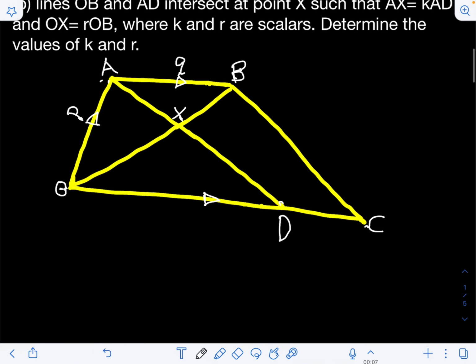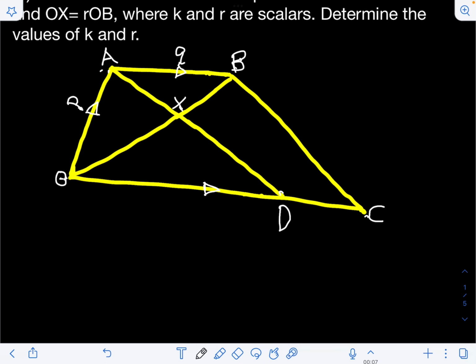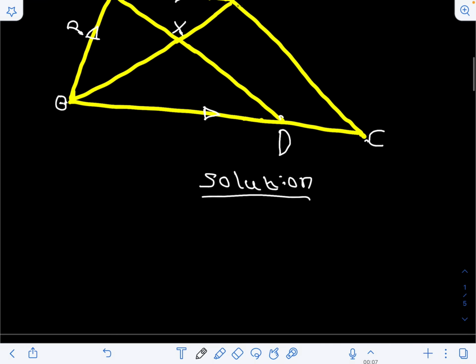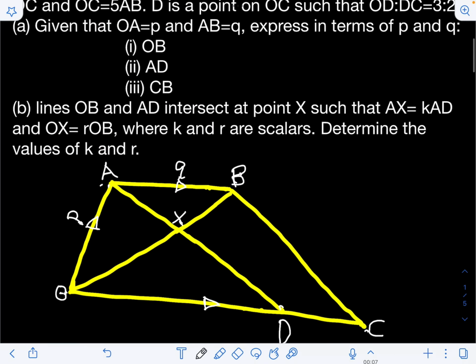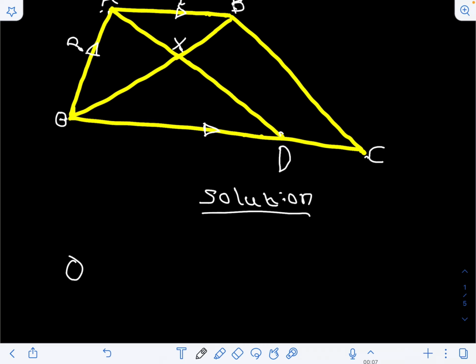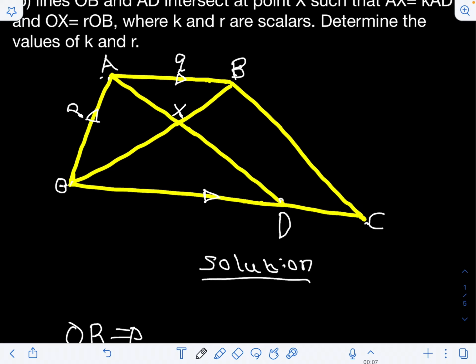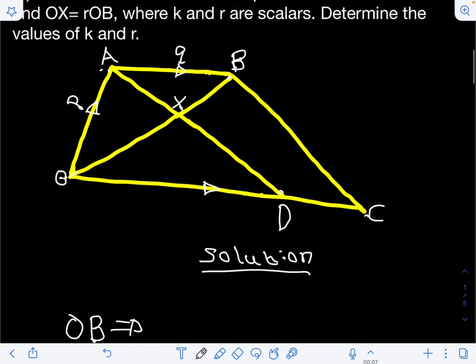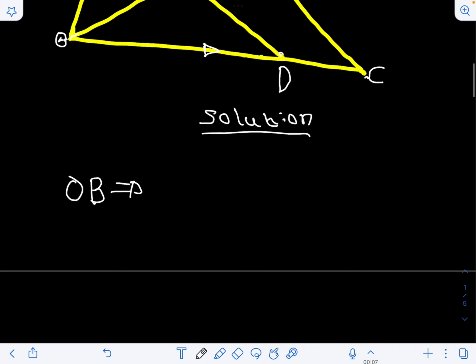So, in the first part, let us find the value of OB. Where's OB? OB is this line here. So how can we get that OB? OB is OA plus AB.